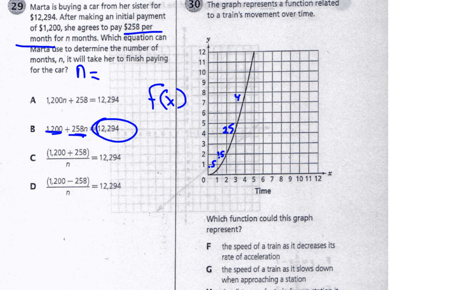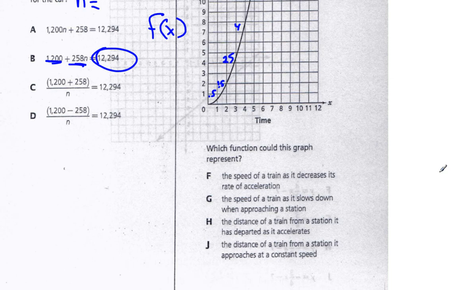So we look at our answer choices. The speed of the train as it decreases. Okay, don't want that. Speed of a train as it slows down, which seems like the same thing. Distance of a train from a station as it departs. Well, if you're accelerating, you're getting faster, so the rate at which you're moving away from the station would increase. That sounds pretty good. And distance of a train if it approaches at a constant speed. Well, if it was constant, it would be a straight line. So the only one that really makes sense here is H. Okay.